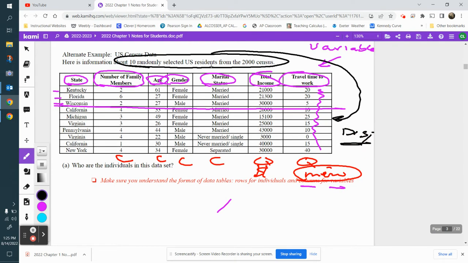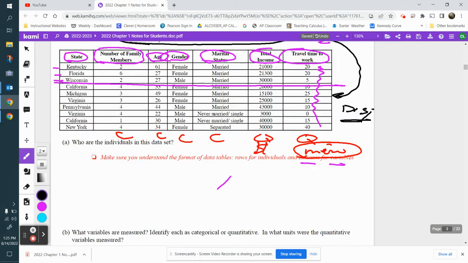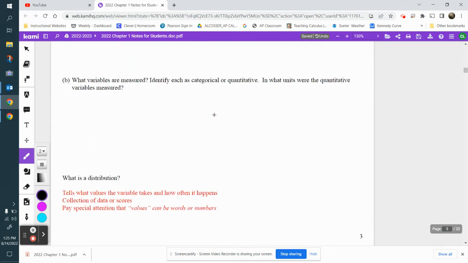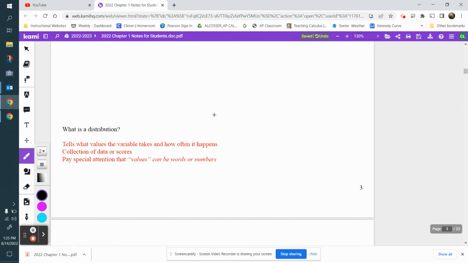Okay? That's supposed to say distribution, which is pretty horrible. Okay, so that's the distribution of that data set. So what does the distribution tell us? It tells us what values the variable takes, and how often it happens. It can be a collection of data or scores.